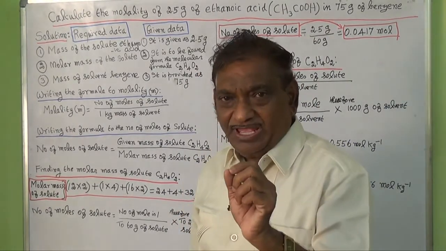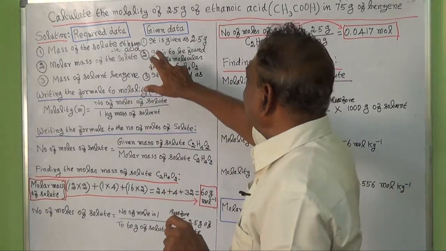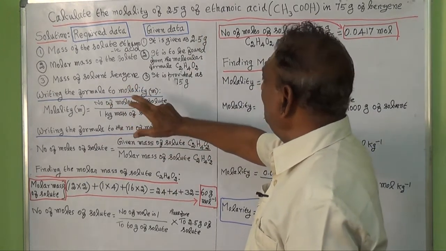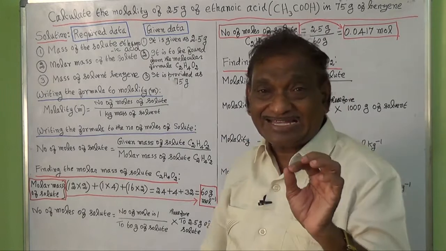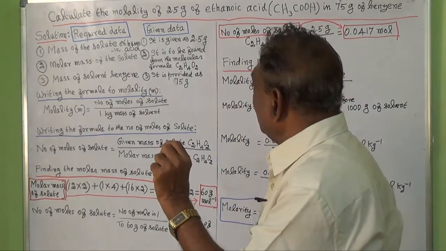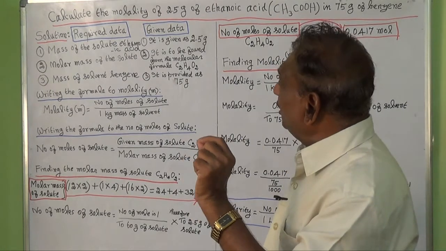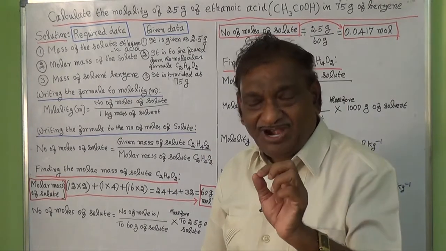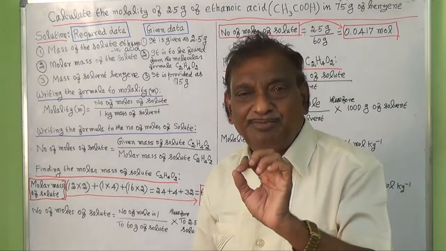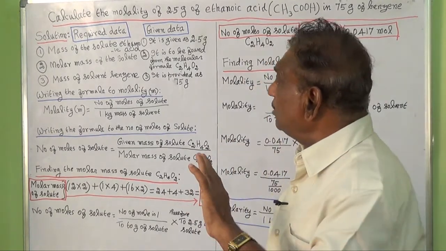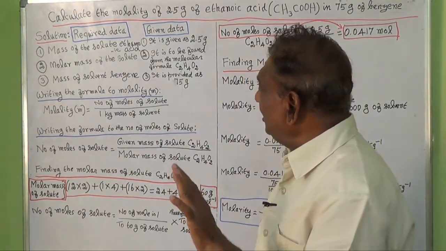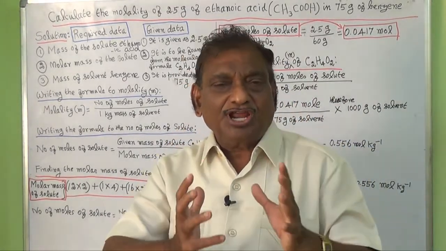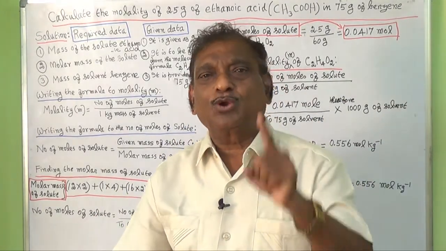In the sum, the mass of the solute ethanoic acid is given as 2.5 gram. The mass of the solvent benzene is provided as 75 gram. It means that 2.5 gram of solute ethanoic acid is dissolved in 75 gram of solvent benzene. The molar mass of the solute is not given in the sum. We can find the molar mass of the solute ethanoic acid from its molecular formula.